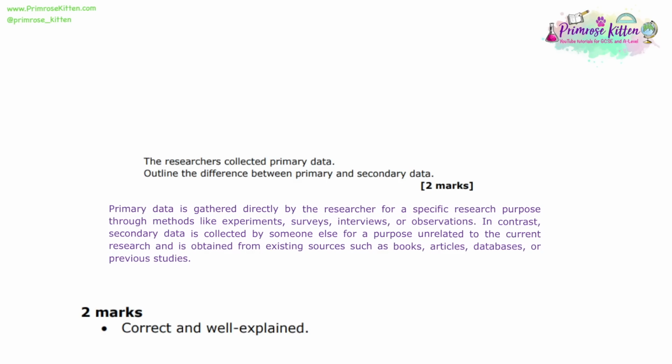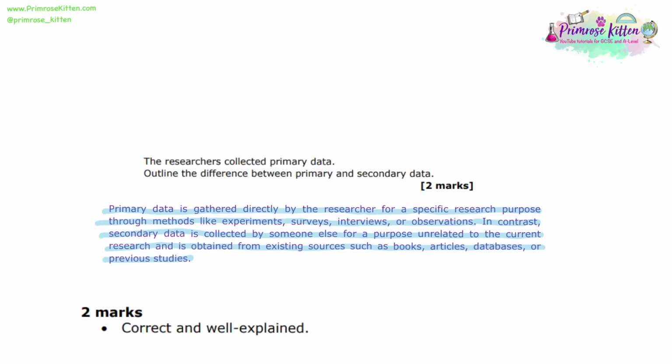Let's take a look at this sample answer. Primary data is gathered directly by the researcher for a specific research purpose through methods like experiments, surveys, interviews, or observations. In contrast, secondary data is collected by someone else for a purpose unrelated to the current research and is obtained from existing sources such as books, articles, databases, or previous studies.